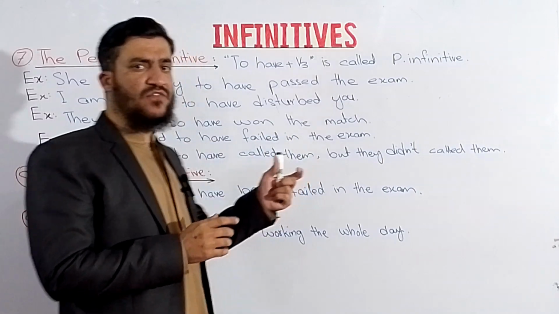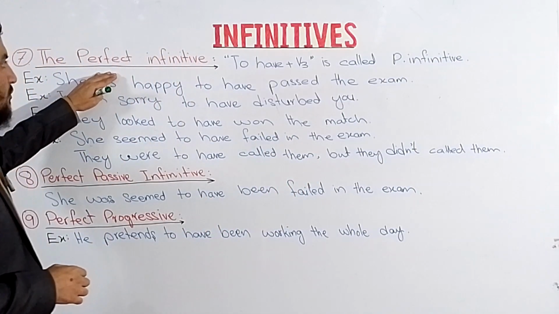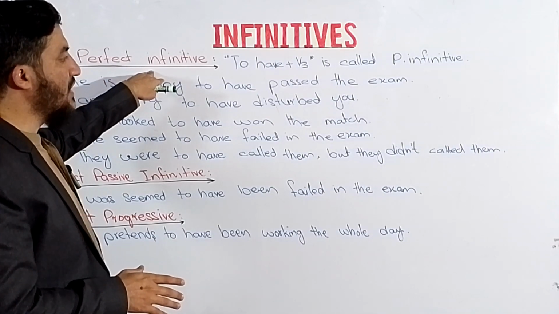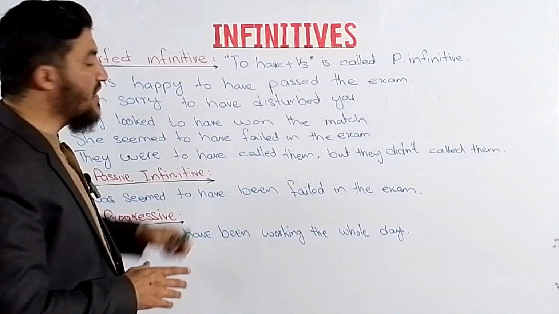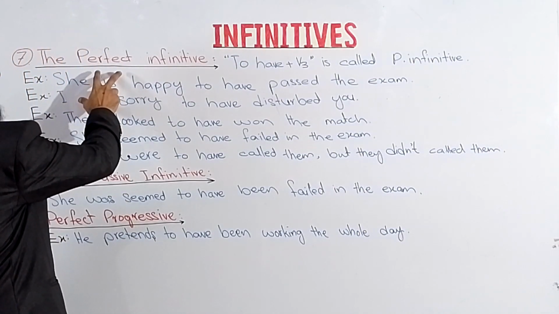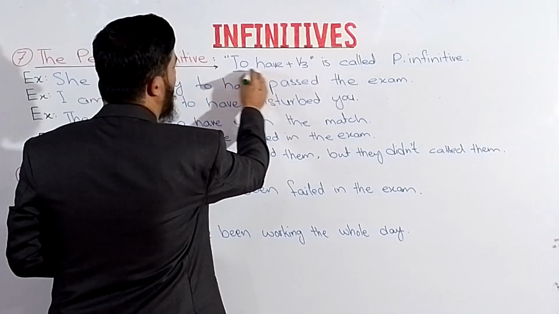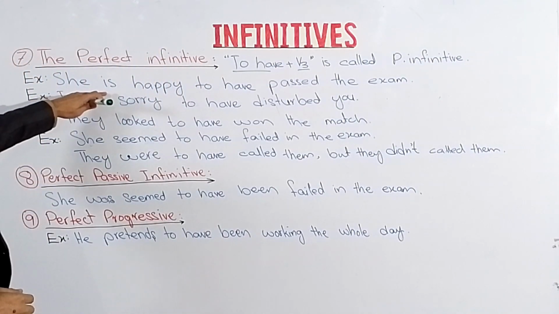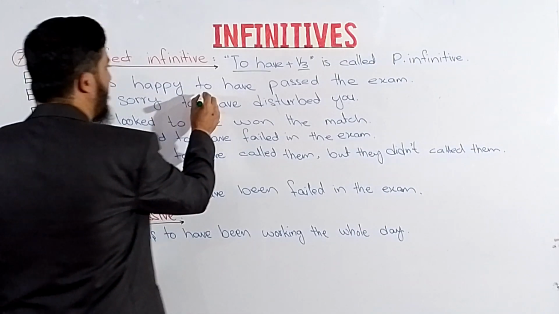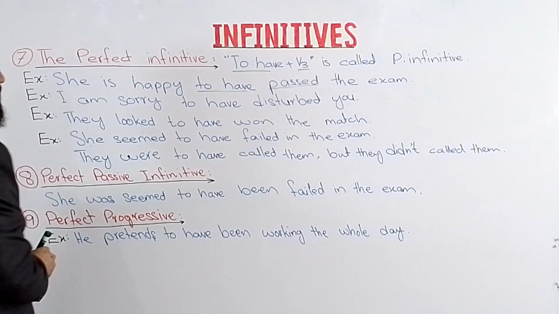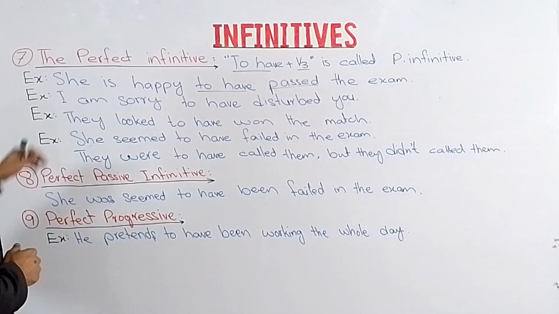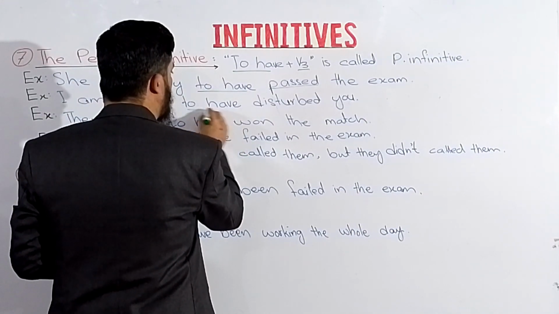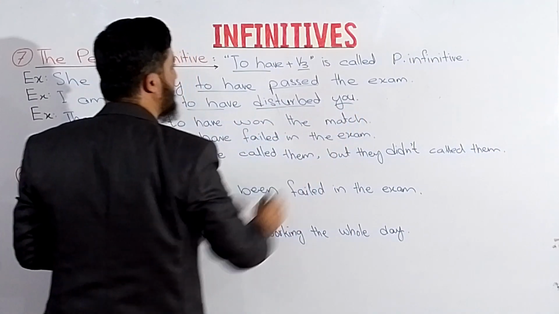So dear students, our next type of the infinitive is the perfect infinitive. The infinitives that we were talking about till now were all present infinitives, where we used to plus the first form of the verb. Now we will be using the perfect infinitive, in which it comes to have plus the third form of the verb. It's called the perfect infinitive. For example, she is happy to have passed the exam. To have plus the third form of the verb. Then comes, I am sorry to have disturbed you. To have disturbed you. To have, then the third form of the verb, then the object.